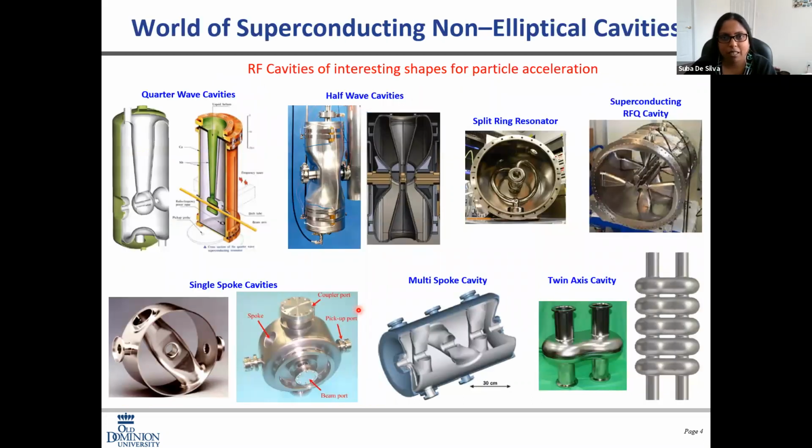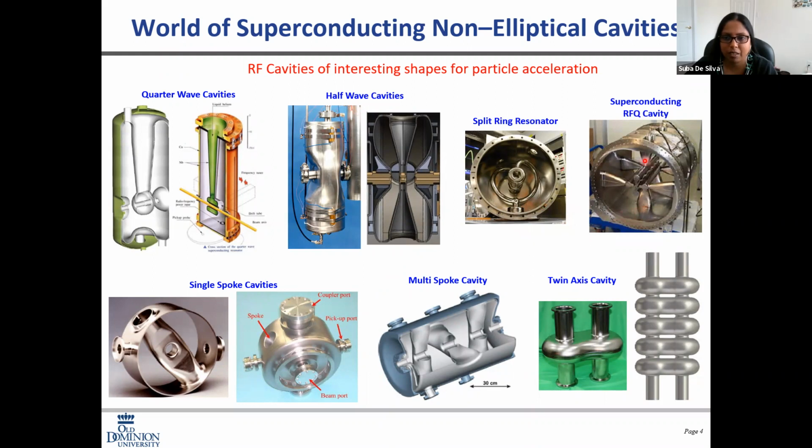Now moving on from the elliptical cavities, here I'm showing examples of non-elliptical cavities which are used for particle acceleration. Unlike the elliptical cavities, where you see copper cavities, I'm focusing on superconducting cavities, so these are all niobium cavities. The first one is a quarter-wave cavity, where the length is a quarter wavelength. And this is the world's first half-wave cavity. And you have the split ring resonator, which is still used at Argonne in their ATLAS machine, but it's not commonly built anymore.